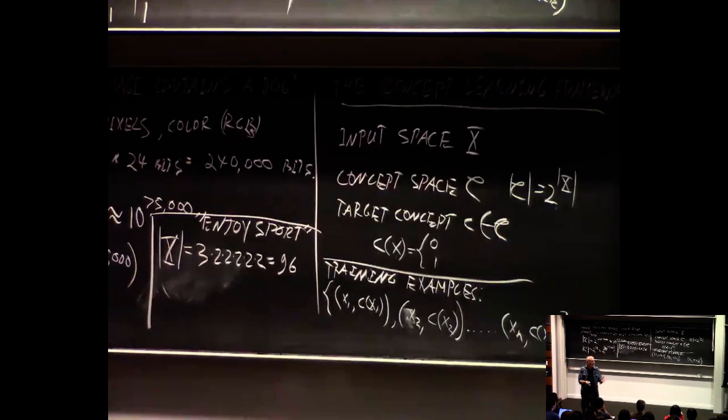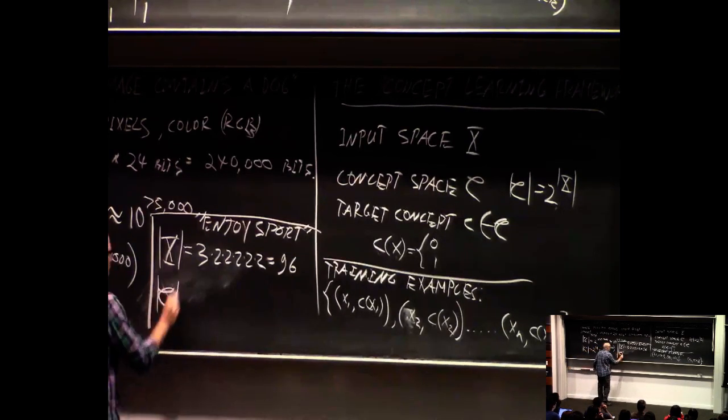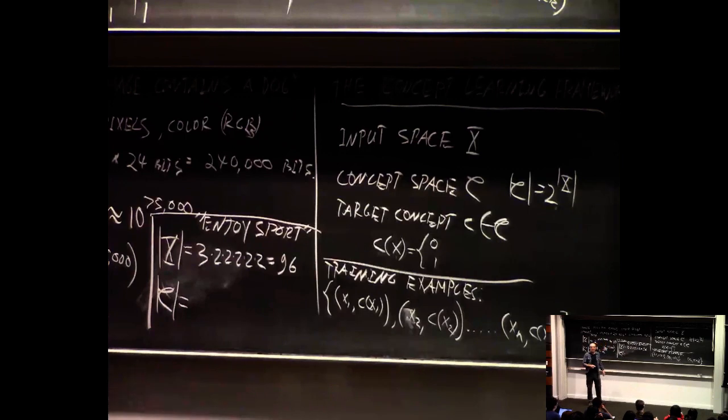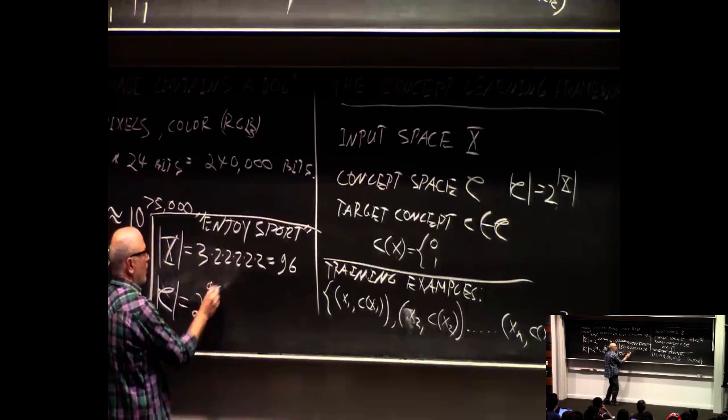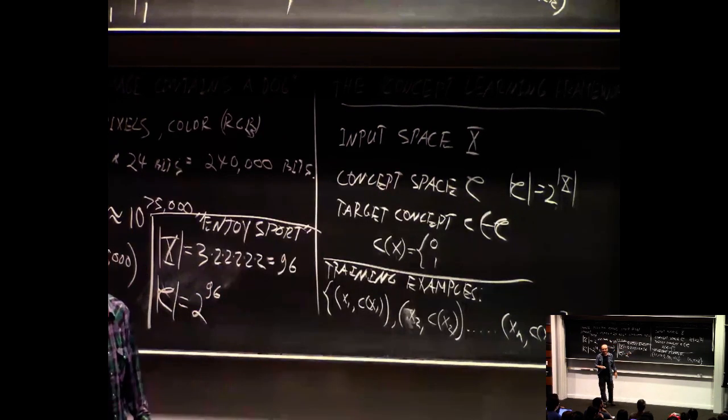Very small input space. You can actually enumerate it, right? Very easily on the board. If I didn't want to bore you, I would do that. What about the concept space? How many concepts are there? How many possible solutions are there? Always 2 to that. That's a large number. Okay?